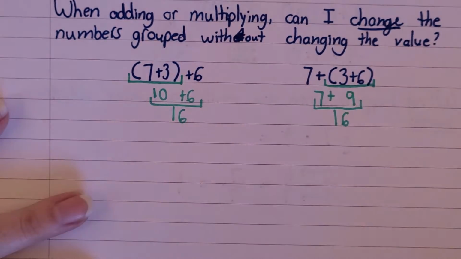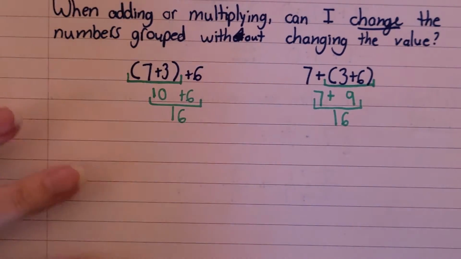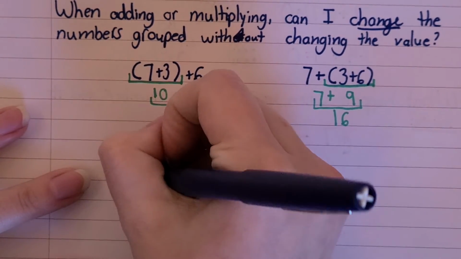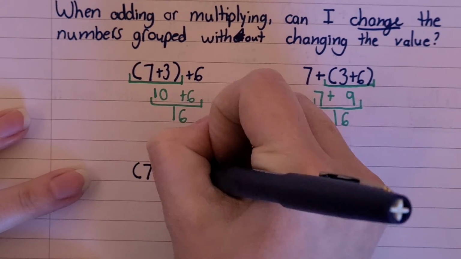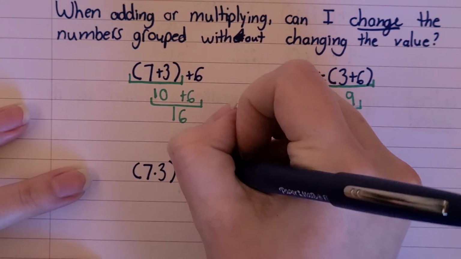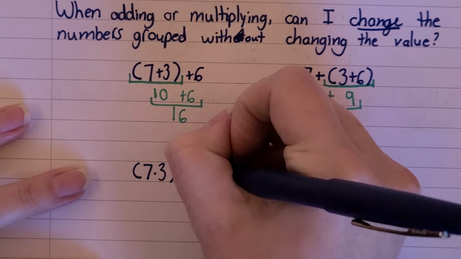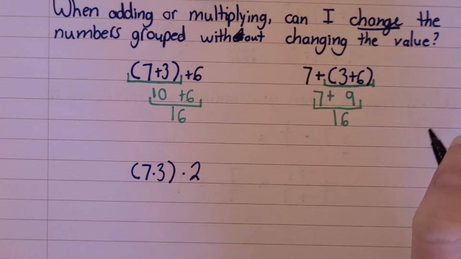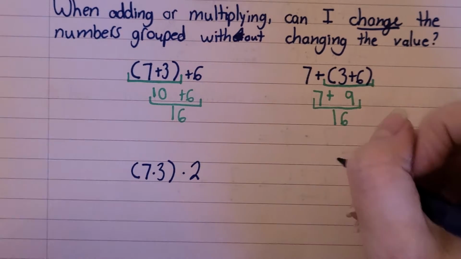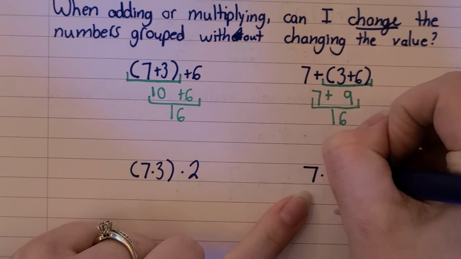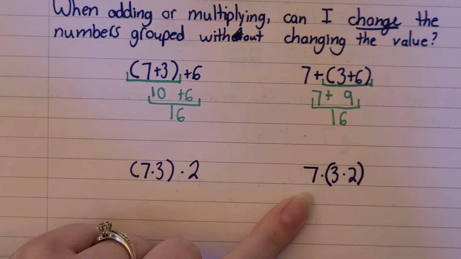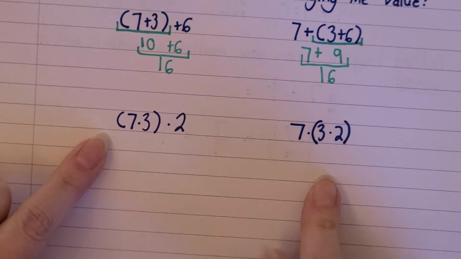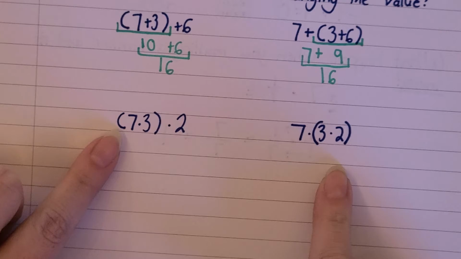All right, so if I give you 7 times 3 times, I don't want to do 6, that's a number. We'll just do times 2. I like friendly numbers. And if I change that order, 7 times 3 times 2, and I group my 3 and my 2 together this time, when multiplying, do you think that changes the value?